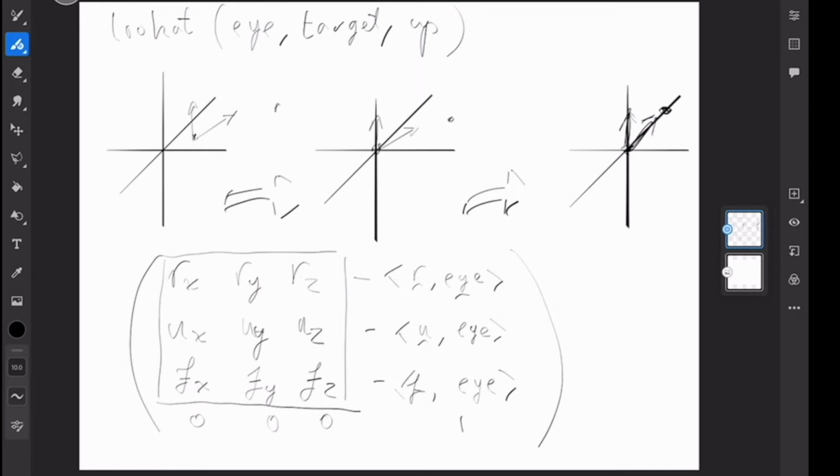And then if we look at the right column, this is tracking the translation. We are translating in some way opposite to the eye, the camera's position. Now there is a little bit of a funky thing going on because we're taking a dot product with the camera's position, but it just is what it is. Like I said, I had a look on Wikipedia. But yeah, okay, so that's a look-at matrix.